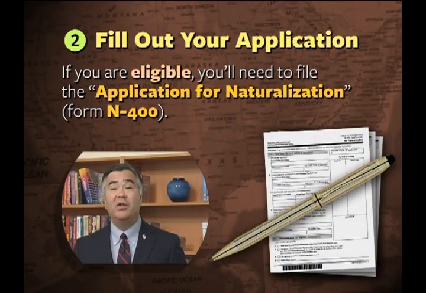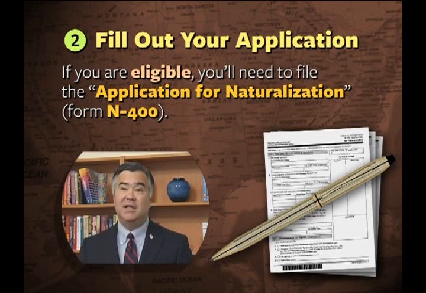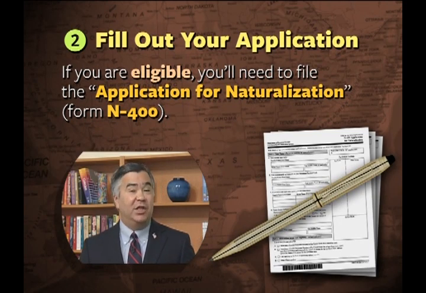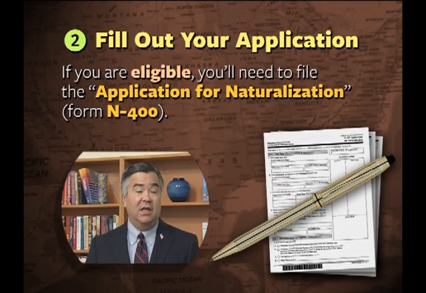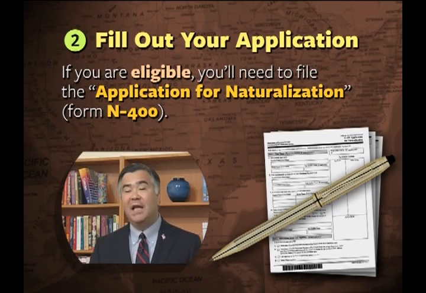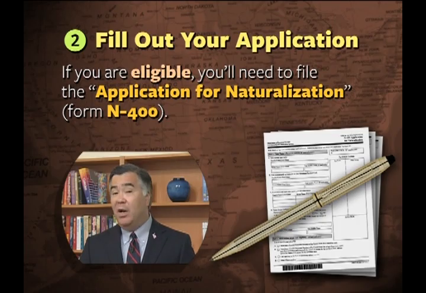If you meet all these eligibility requirements and you want to become an American citizen, you'll need to file a form called the Application for Naturalization. It's also known as Form N-400. This form is a document that asks many questions about you and your background. You have to answer all the questions on the application form, sign it with your name, and submit the correct fee or payment along with the form.